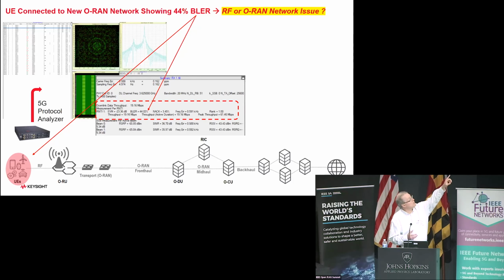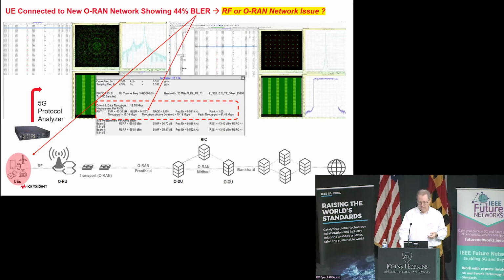The other thing too is there's something called the channel impulse response in the top right. That looks asymmetric. Looks like it could potentially have some multipath here. So all the data here seems like it's lining up to say we might have an RF issue.